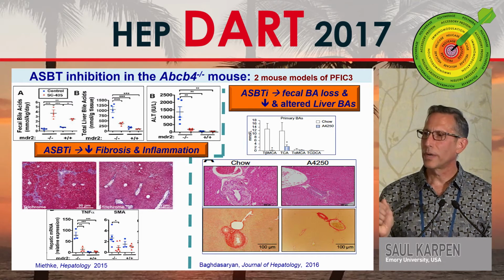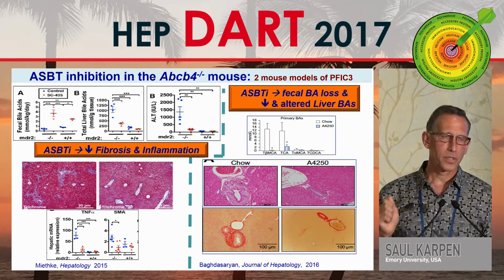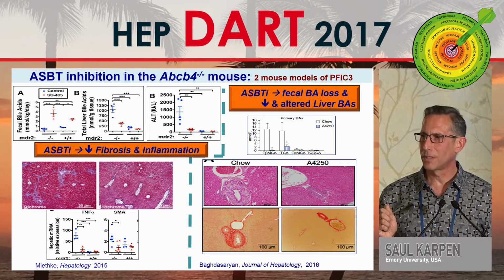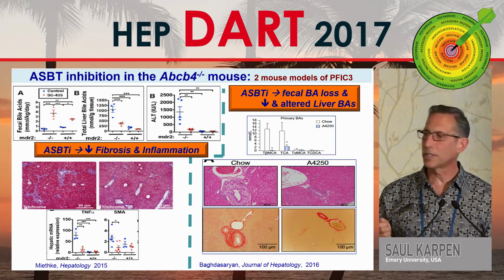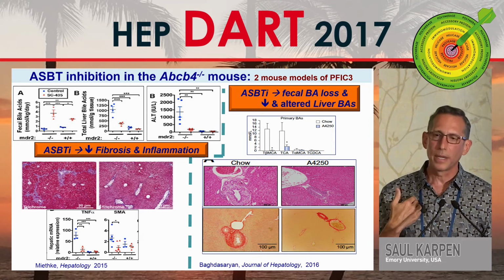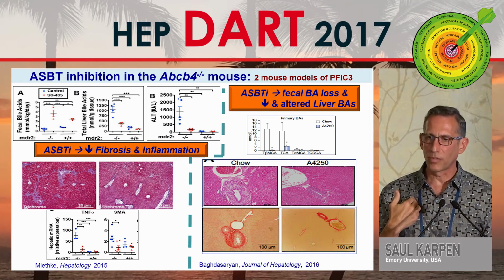In other words, targeting a protein in the intestine, not anything that you're going to absorb, can actually help liver disease. So this is why ASBT inhibitors have an attraction for us in the liver world, and in my opinion, in the metabolic world as well, because of the safety profiles.